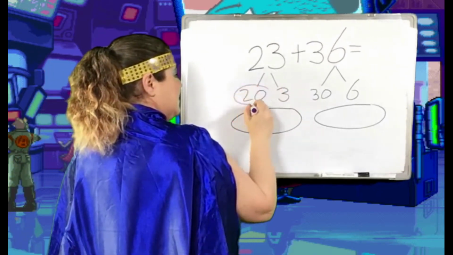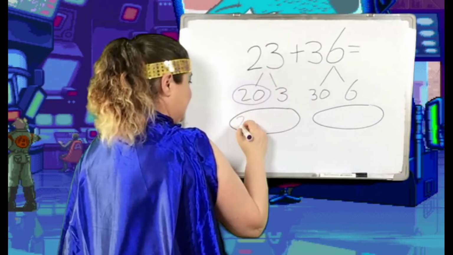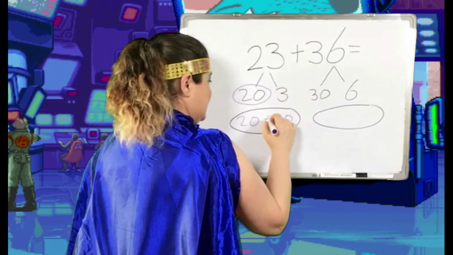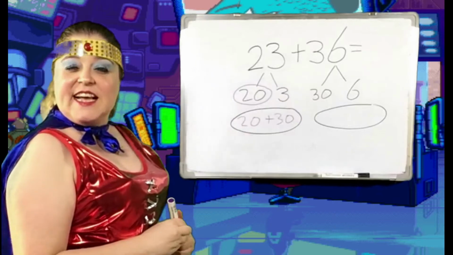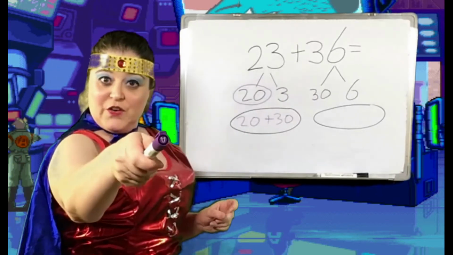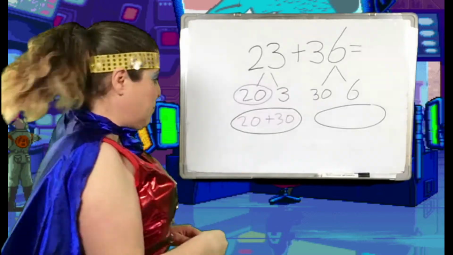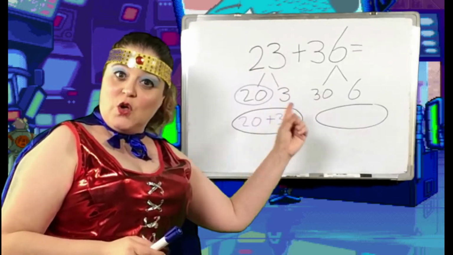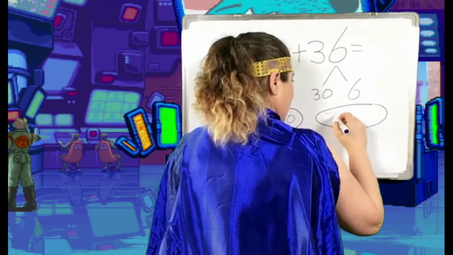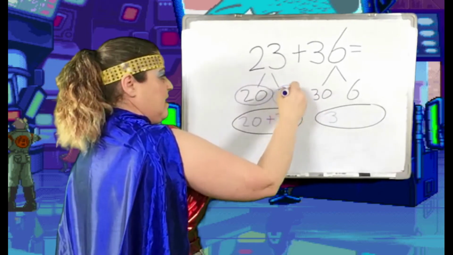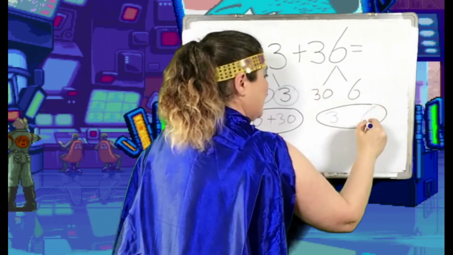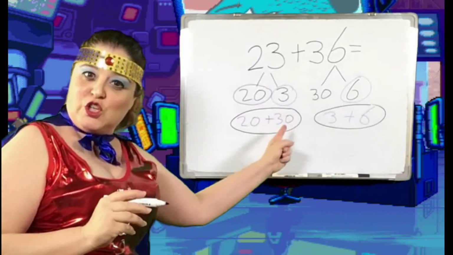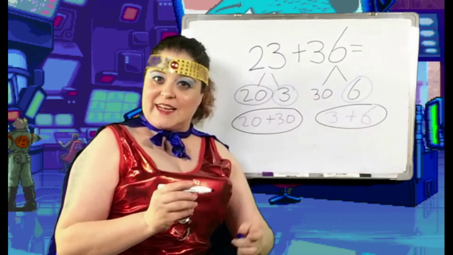The 10 from the first number is 20. The 10 from the second number is 30. So 20 plus 30 is what you should have in your first circle. Do you have that in your circle? Check it. This is important. In your second circle, you should have the 3, which is the ones from the first number, and the 6, which is the ones from the second number. So in your second circle, you should have 3 plus 6.